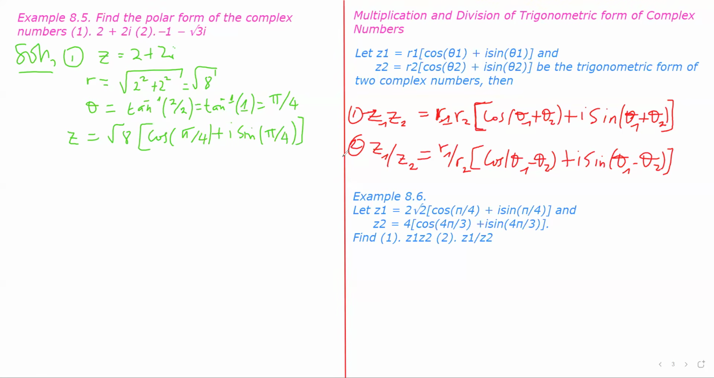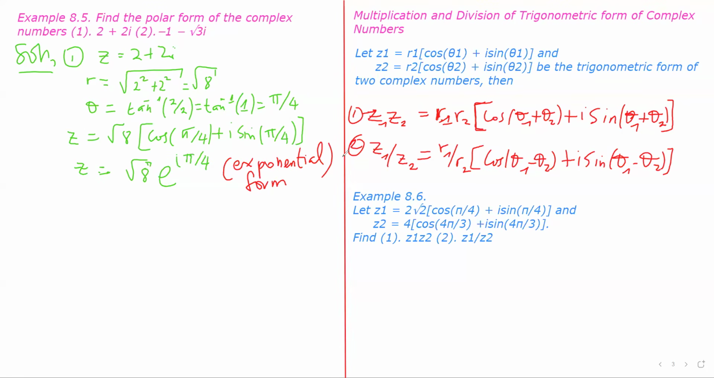Of course, as I said, we can write this in exponential form. This will be square root of 8 e^(i pi over 8). I will say this is the exponential form of the trigonometric function.